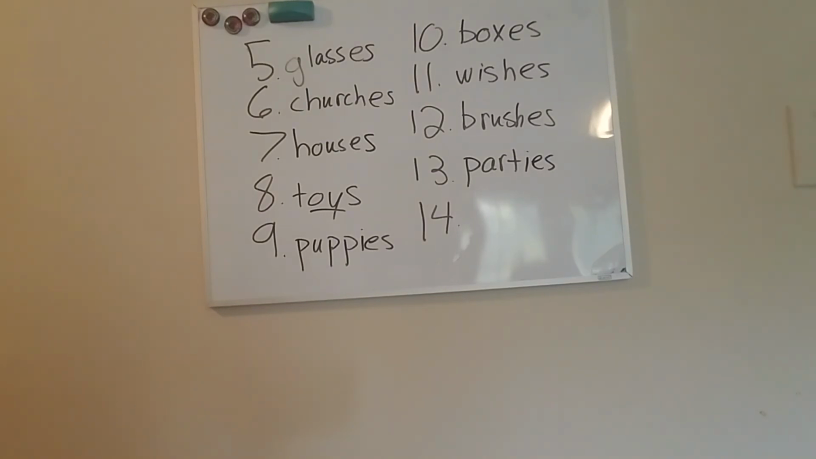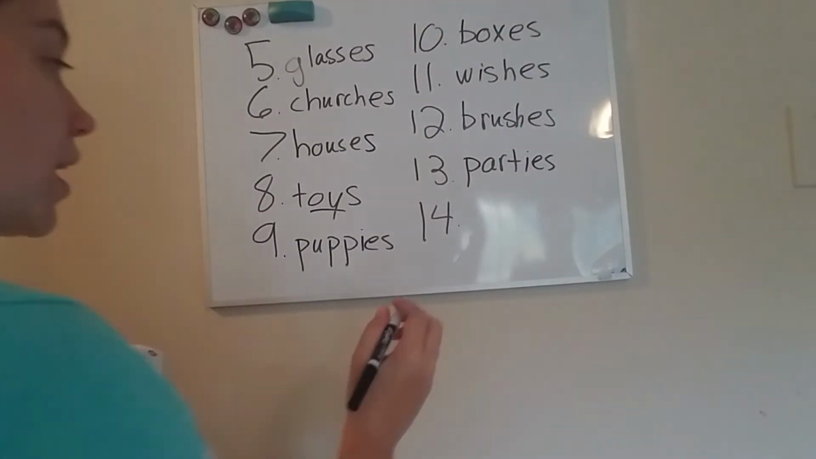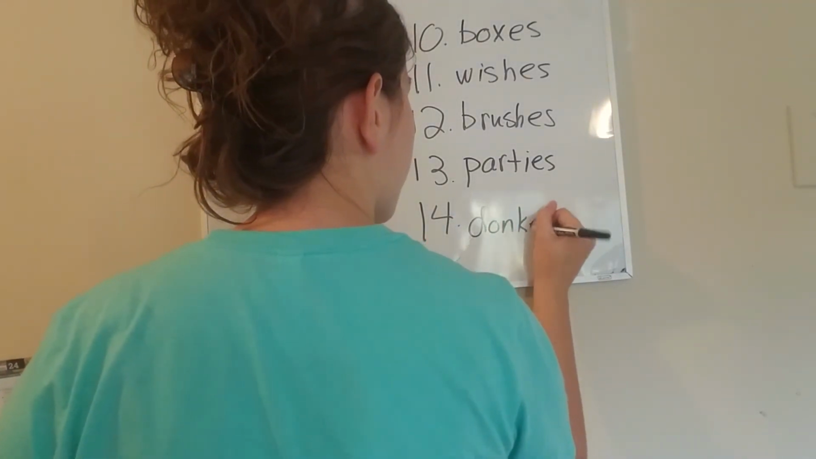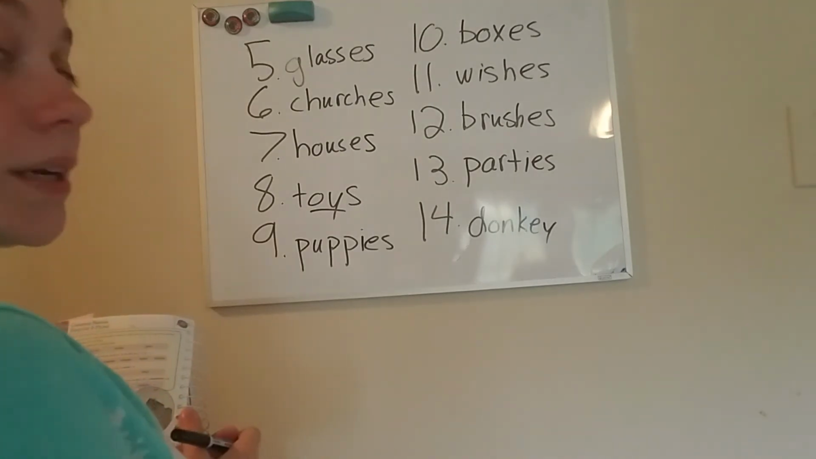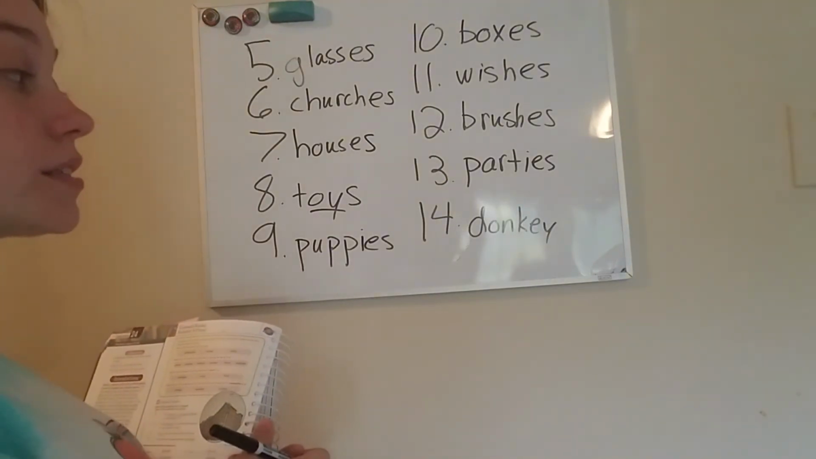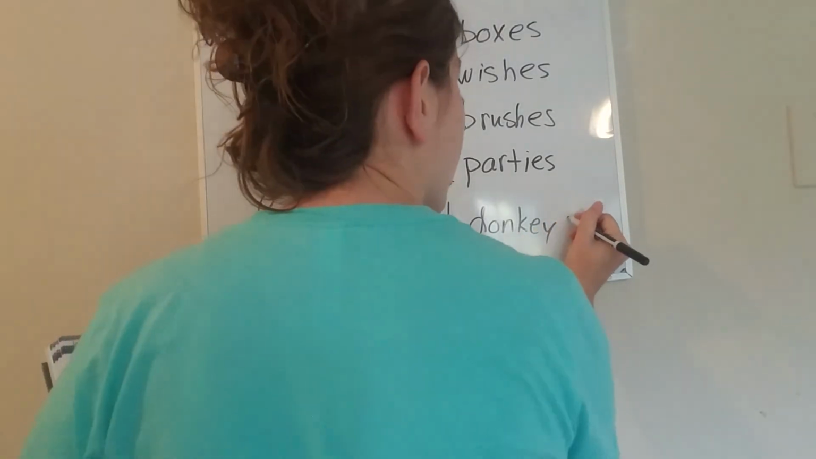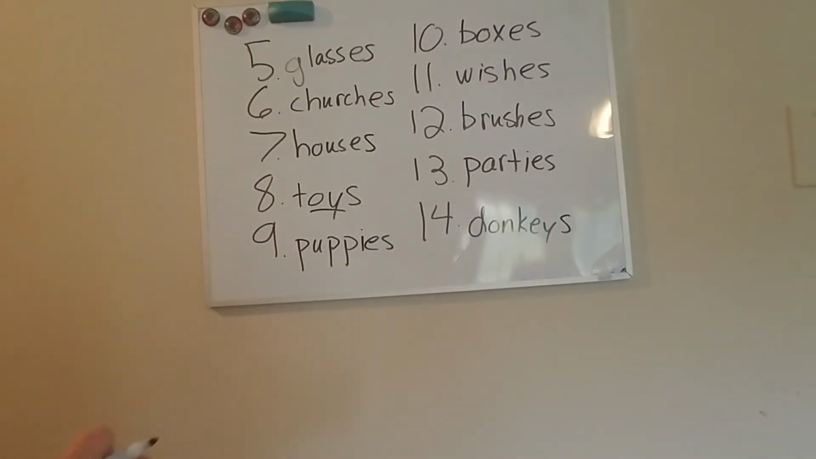Awesome. Now our last one that we're doing together is donkey. So we have the word donkey. This one ends in a Y also, but it is a vowel and a Y. So that means we get to just add the letter S. All right? Awesome. Make sure you have all of those and then turn it over and look at page 48.